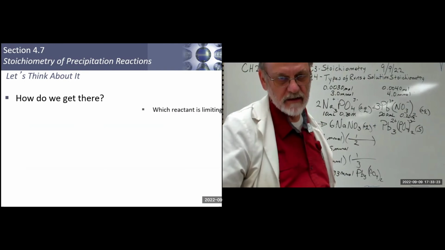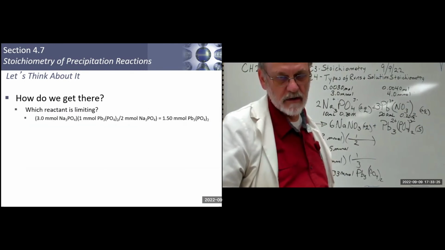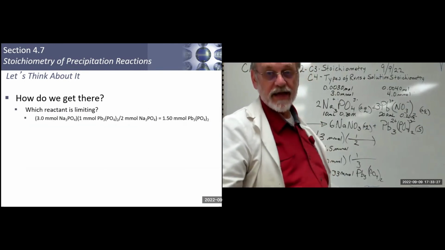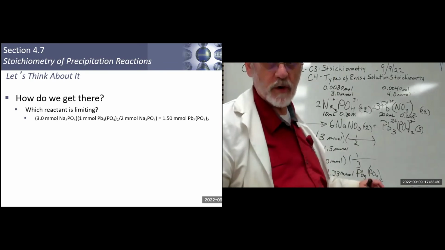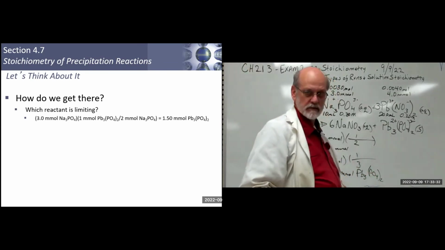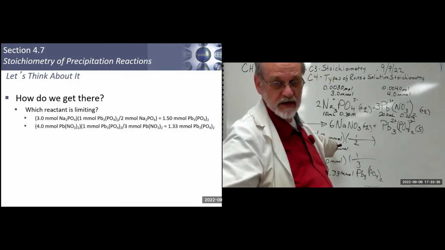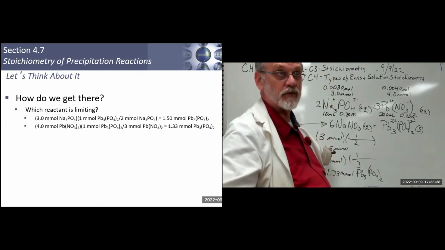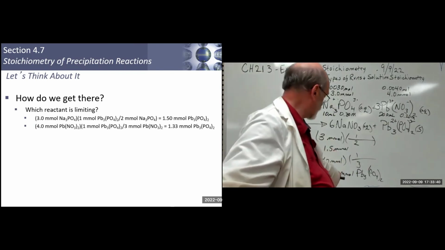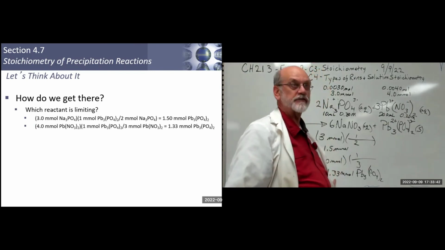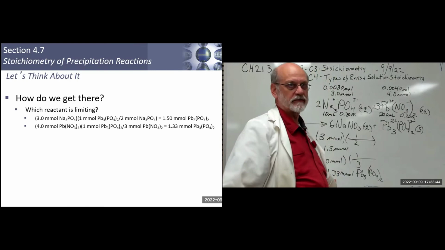All right, here we go. Okay, now we've done a calculation for this one, this one. And we do the calculation for the other one, there's 1.33. So we know that that's the true amount that's formed. It's the least amount.